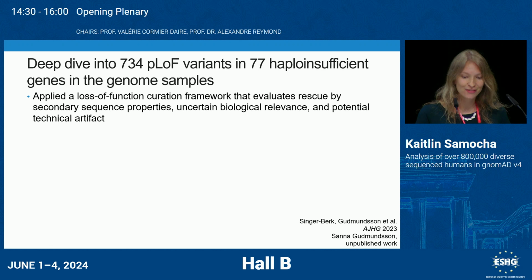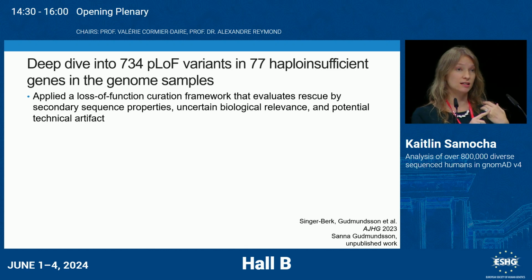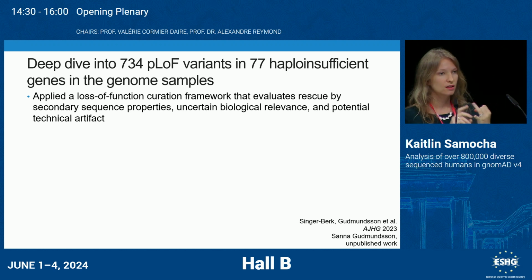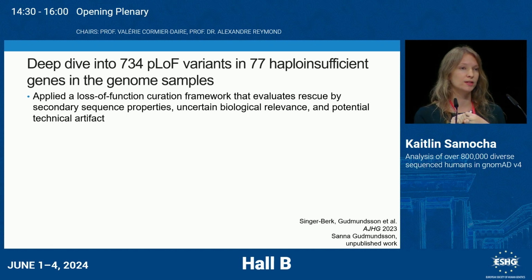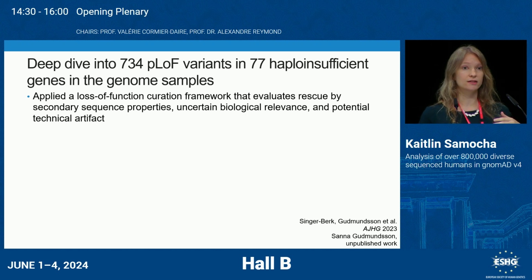Sanna then did a deeper dive into 77 haploinsufficient genes associated with severe conditions, and specifically 734 pLoF variants within these genes, to understand whether we should be seeing them within our data set or not. So she applied a loss-of-function curation framework that was published in AJHG last year that evaluates whether a pLoF variant has been rescued by a secondary sequence property, such as a multinucleotide variant, whether it has an uncertain biological relevance, for example, falling into the last exon or falling into an exon that's lowly expressed. And it also evaluates potential technical artifacts, strand bias, homopolymer runs, things where it's not really a real variant.